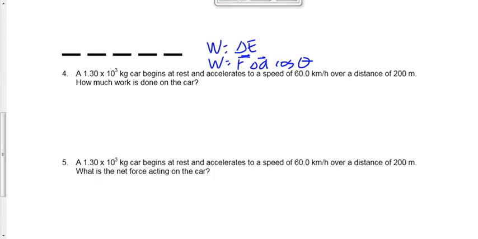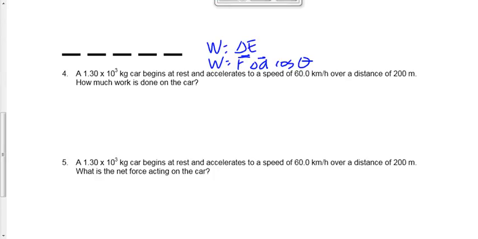If we happen to push it that way and it moves that way, what's the angle going to be? Natalie, what's the angle going to be between the way that I push it and the way that it moves if I push it this way and it moves this way? 0. And cos 0 is 1. So that whole cosine theta disappears, right?